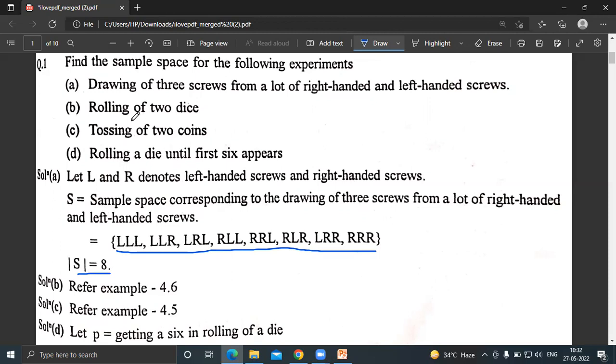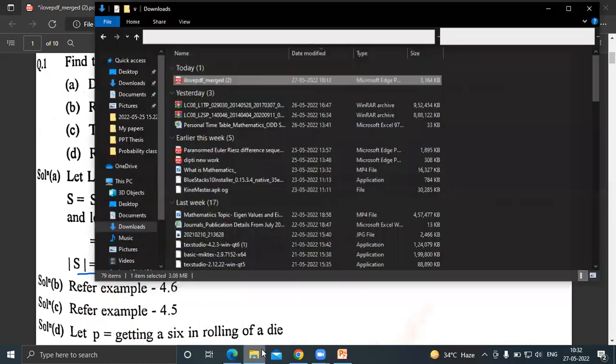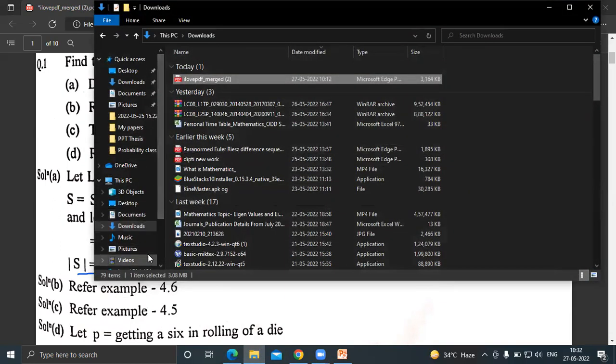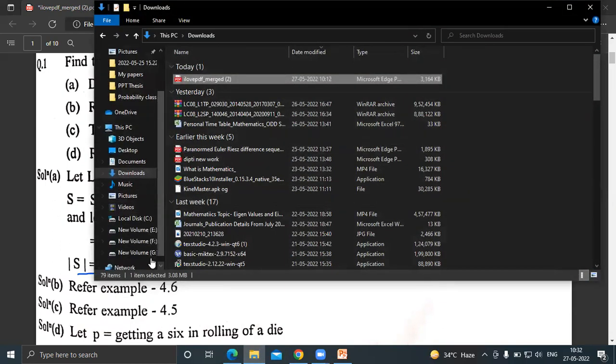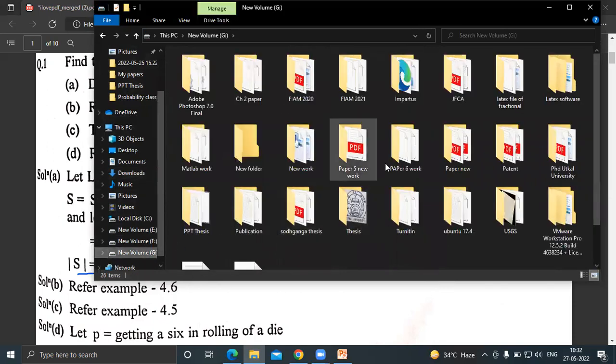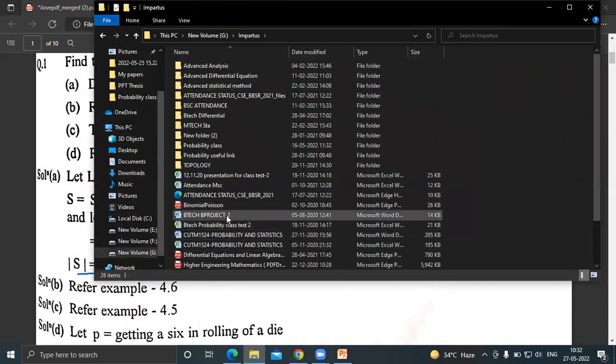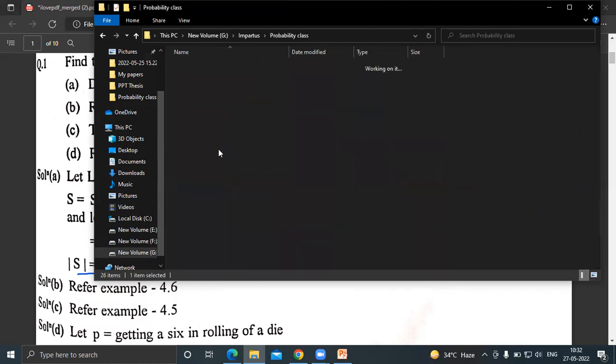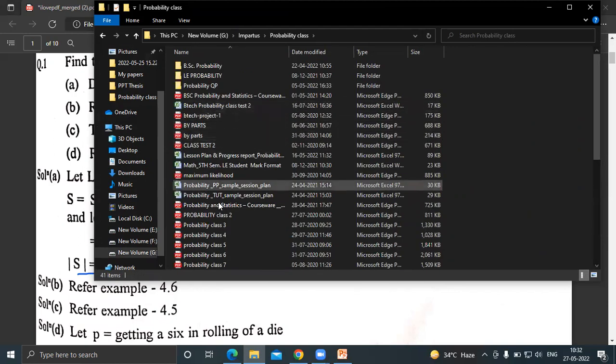Then in my previous lecture, rolling of 2 dice. If we roll 2 dice, how does its sample space look? Check here. I'll show you here again. Just a minute, I'll show.